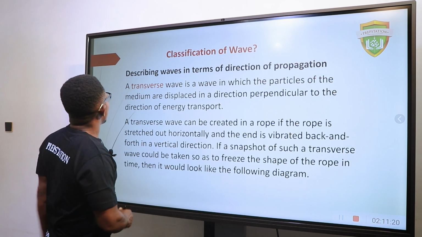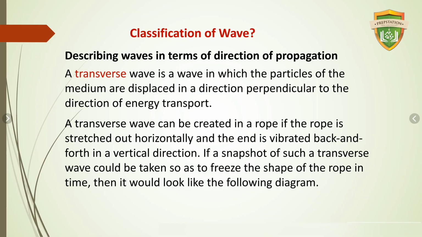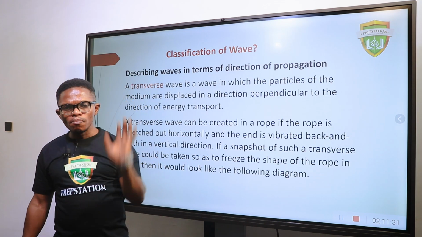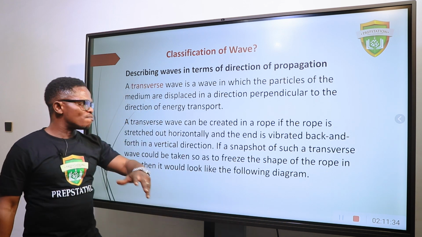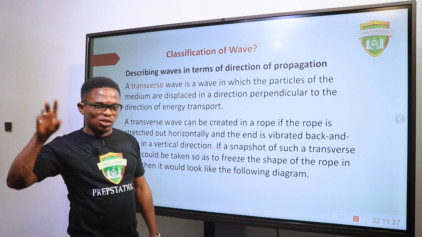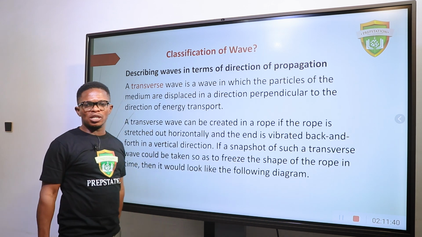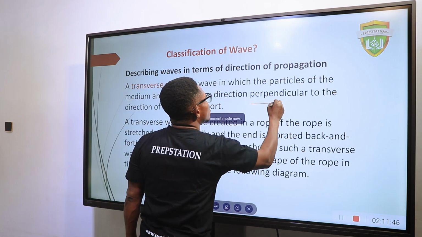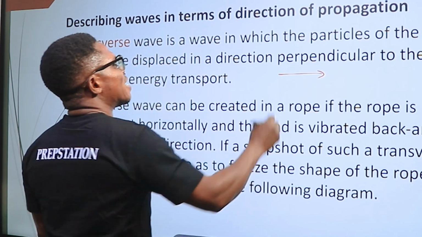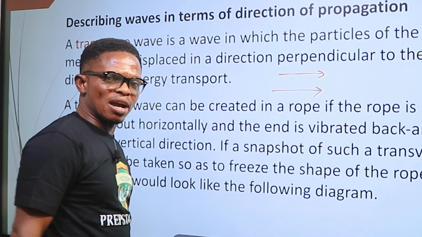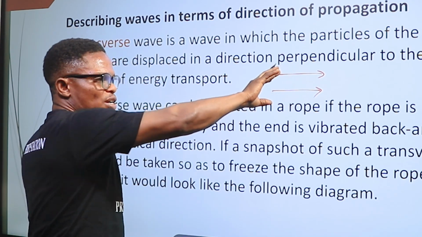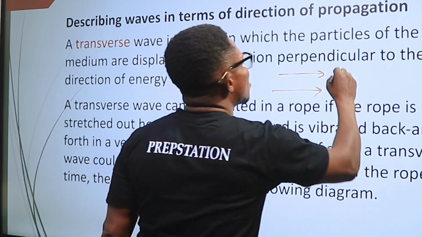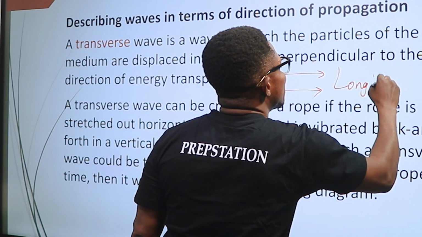electromagnetic waves. All right, a transverse wave is a wave in which the particles of the medium are displaced. So this is another form of classification based on mode of propagation. In terms of mode of propagation, we have transverse waves and longitudinal waves. Now, how do you differentiate these two? It's very simple. If the direction of producing the wave is to my right, and the direction of movement of the wave is also to my right, it means this wave is parallel to the source. You simply call this longitudinal wave.